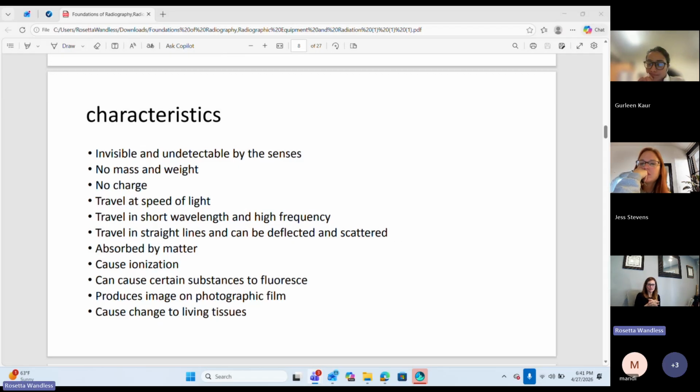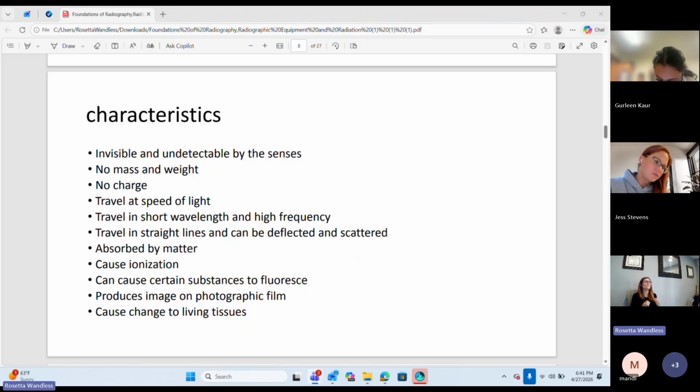Okay, so the characteristics: it's invisible. It cannot be detected by your senses, so we cannot touch it, taste it, see it, or hear it. It has no mass or weight. It has no charge, believe it or not. They, again, travel at the speed of light, in wavelengths, short wavelengths, and high frequency.